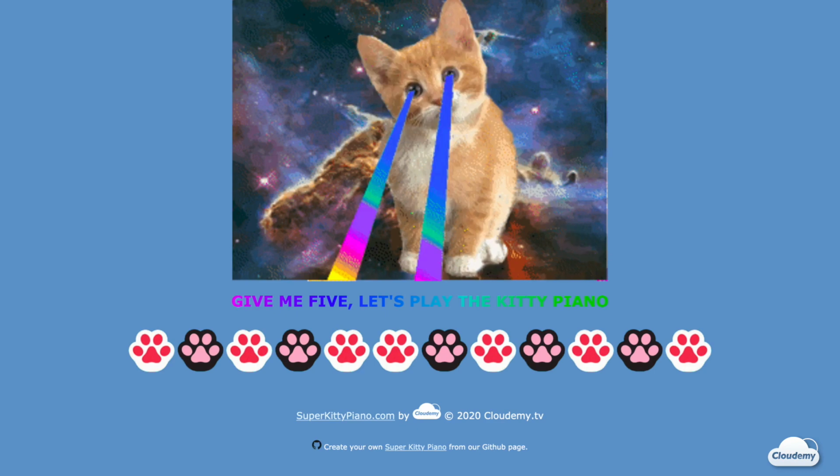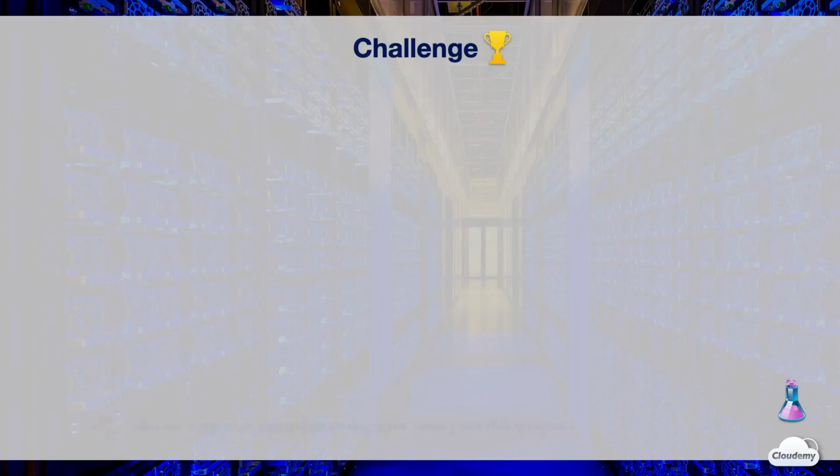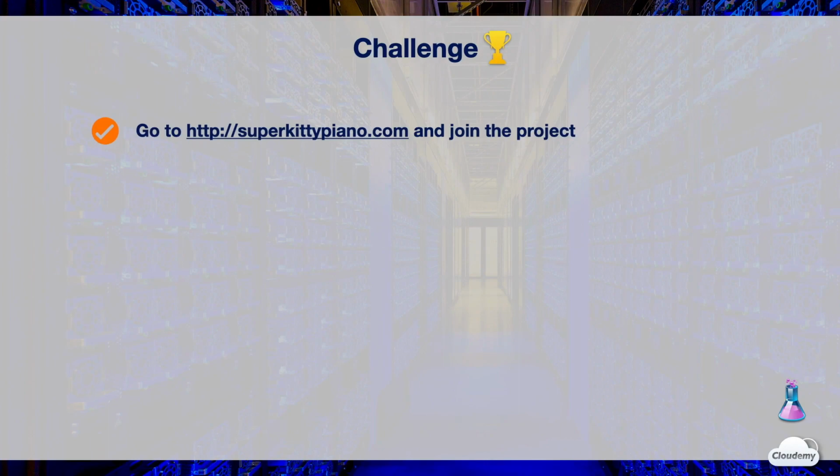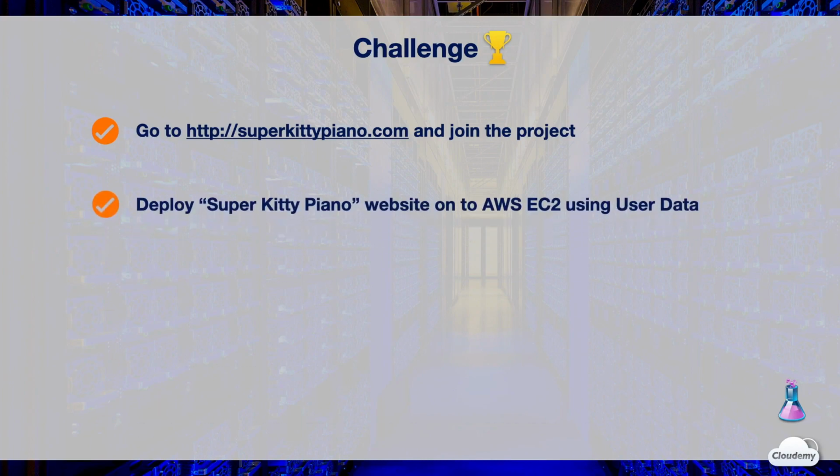Here is a challenge for you. Remember the Super Kitty Piano website we've shown you earlier. Go to superkittypiano.com and join the project. Customize the website and see if you can make some improvements. You can get the source code on our GitHub page. Try to deploy the Super Kitty Piano website onto AWS EC2 using user data.